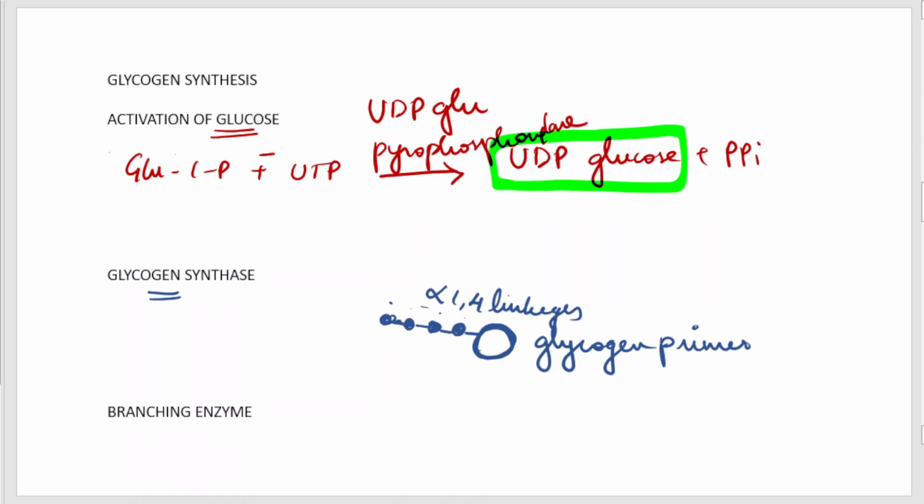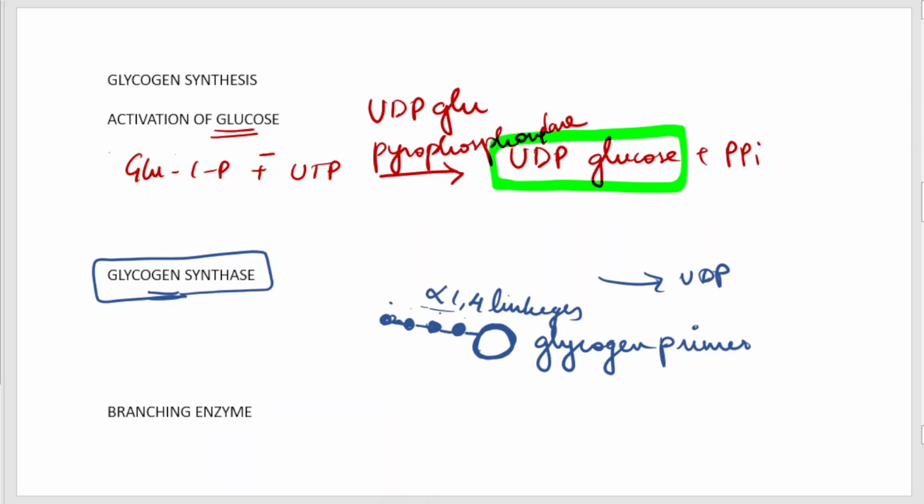Now here, along the glycogen primer, when the UDP glucose is added, what happens? The glucose residues get linked together and it releases the UDP. So the glycogen synthase enzyme can attach these glucose residues in the linear fashion, forming alpha 1,4 linkages, to the glycogen primer.